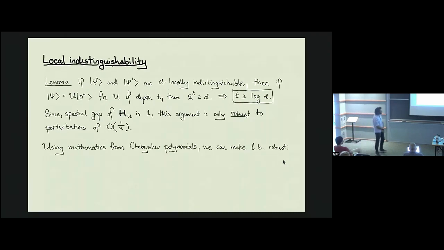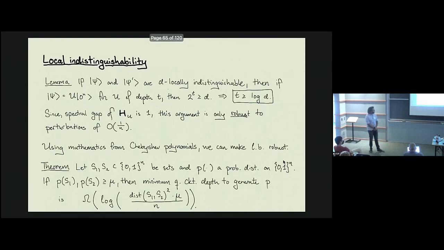But you can actually make this a little bit more robust. You can use some mathematics from Chebyshev polynomials and make it robust. And so here's the robust statement that we can show, which is a generalization of the cat state lower bound that I previously stated. It says let S1 and S2 be some subsets and P a probability distribution. Then if the probability distribution has some mass on two regions, then the minimum quantum circuit depth is this complex thing.